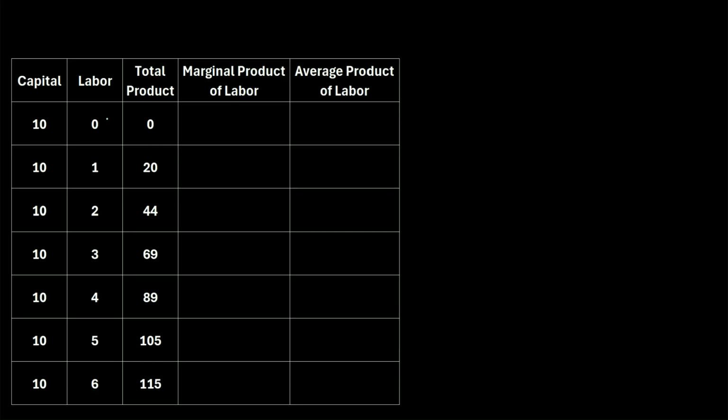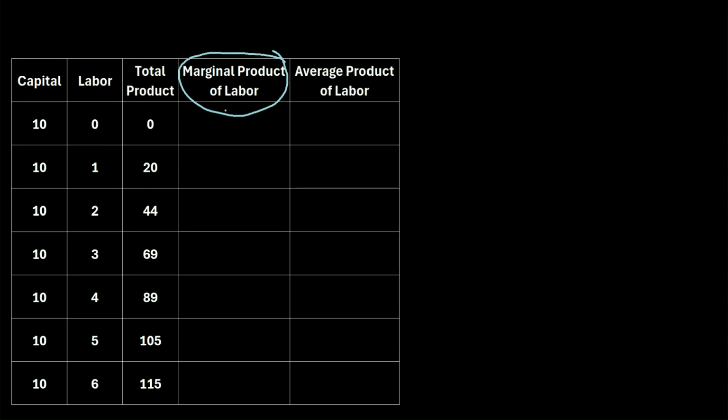So for example, when we employ 0 workers, we're able to produce 0 widgets. But when we employ 1 worker, we're able to produce a total product of 20 widgets. And when we employ 1 additional worker, so now we have 2 workers, we're able to produce 44 widgets, and so on. When we're given these values, the number of employees and the total products produced, one interesting metric that we can calculate is the marginal product of labor.